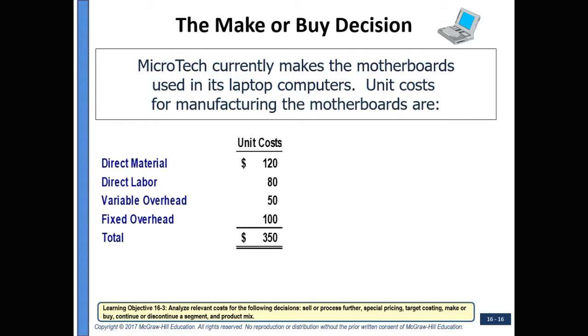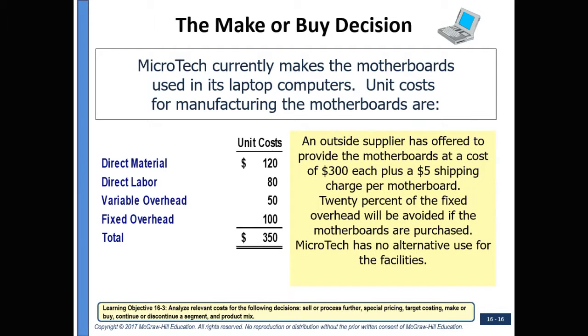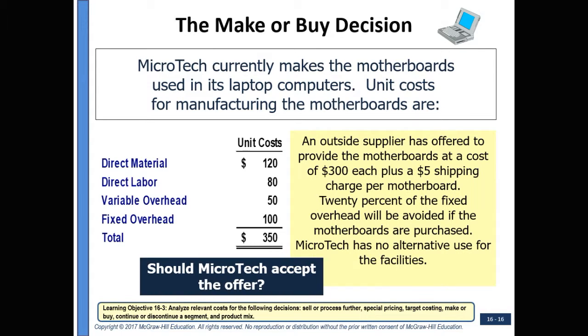To illustrate this, we're going to use Microtech again, who currently makes the motherboards used in its laptop computers. Unit costs for manufacturing the motherboard are shown here on the slide. An outside supplier has offered to provide the motherboards at a cost of $300 each, plus a $5 shipping charge per motherboard. 20% of the fixed overhead will be avoided if the motherboards are purchased. Microtech has no alternative use for their facilities, so the question is, should Microtech accept the offer?